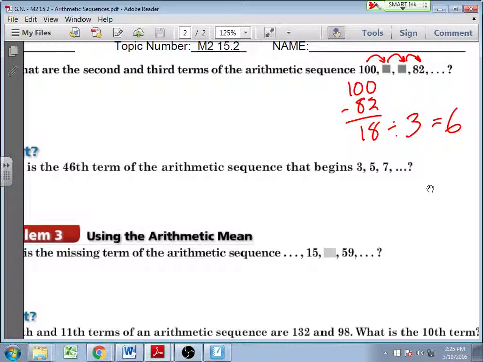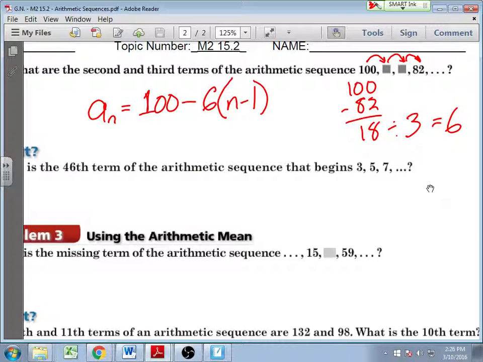Since my first term is 100, to write this out as an explicit rule, start with your first term, 100. Now I can say minus instead of the plus because I'm getting smaller. My difference, I'll just go ahead and put that first, 6 times n minus 1. You can still put the 6 in the back, and you could do n minus 1 times 6. It wouldn't make a difference.